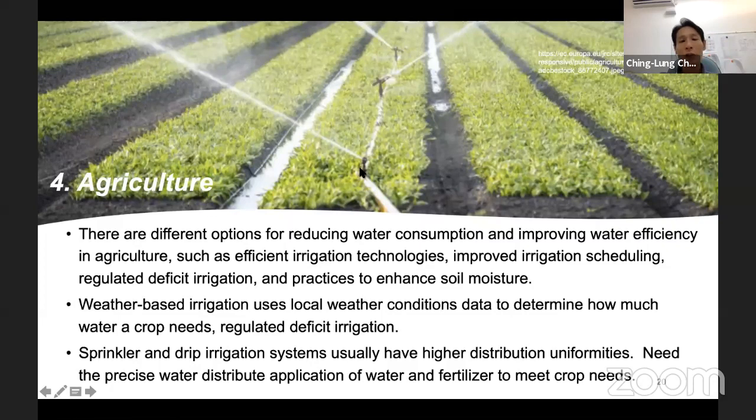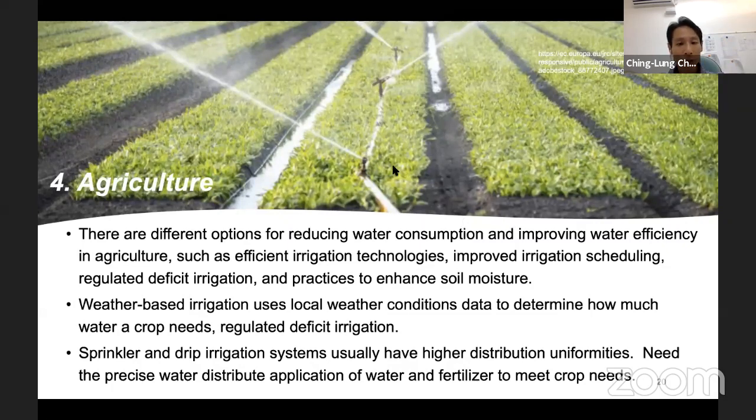And then weather-based irrigation, you usually use the local weather condition data to determine how much water a crop needs. And then regulated deficit irrigation, and then sprinkler.